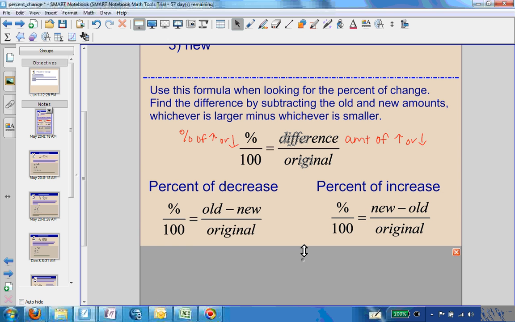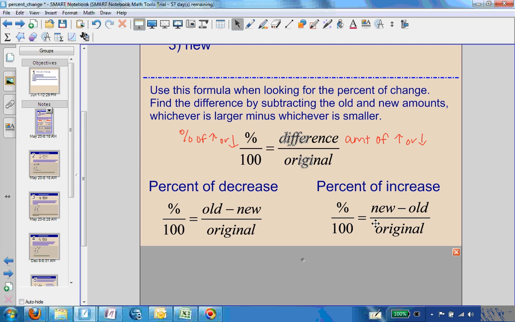Now this is the same formula, but it's just elaborated upon. If we have a percent of decrease, we have the percent of decrease over 100 equals the old amount, which is the original, minus the new amount. The old amount minus the new amount will give us the amount of decrease over the original amount. If we have the percent of increase, we're going to take the percent of increase over 100, and that's going to equal the new amount minus the old or original amount, and we're going to put that over the original.